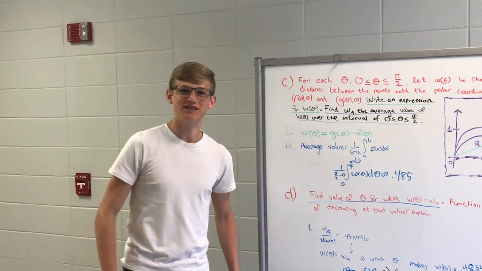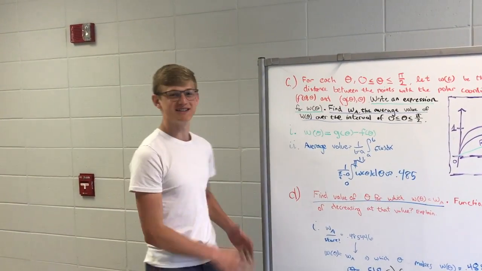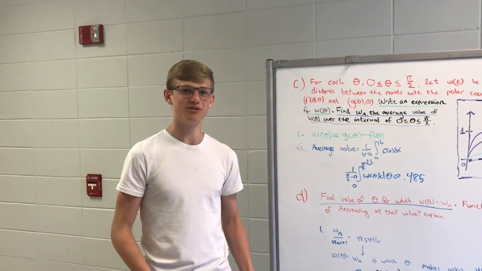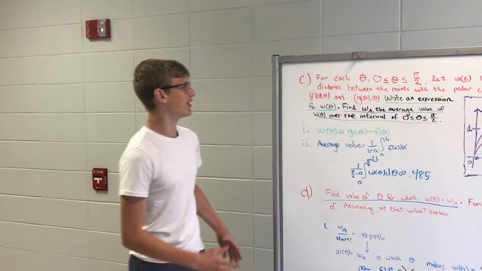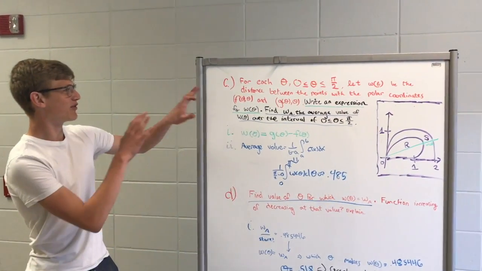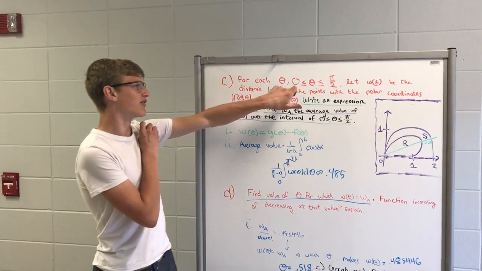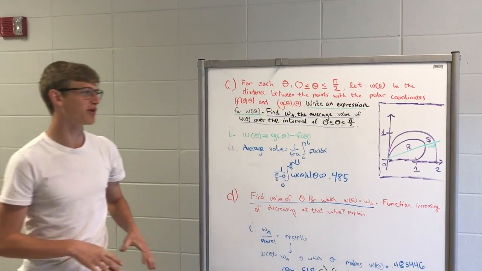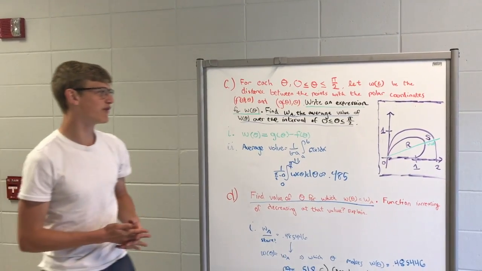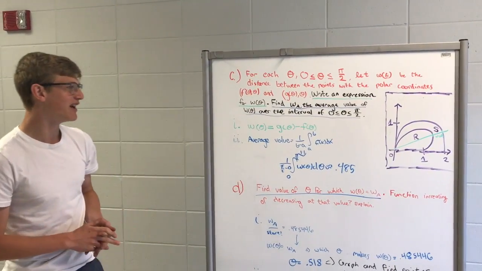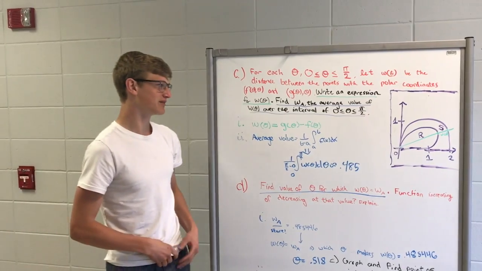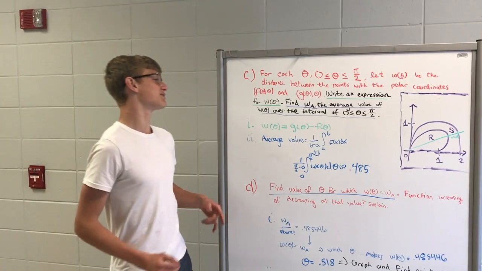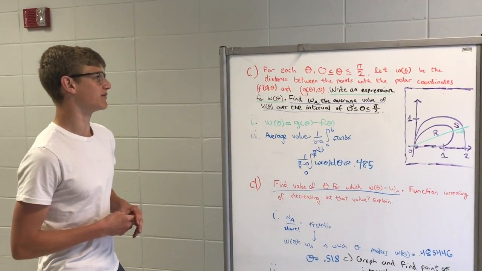Hey guys, it's Professor Bryce here, and I just wanted to explain part C and D of the 2017 free response question number 2 of the Calculus BC exam. Part C says, for each theta from 0 to pi over 2, let w of theta be the distance between the points with polar coordinates f of theta, theta and g of theta, theta. Write an expression for w of theta.